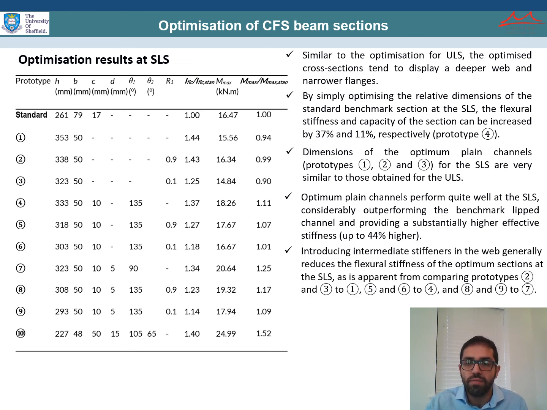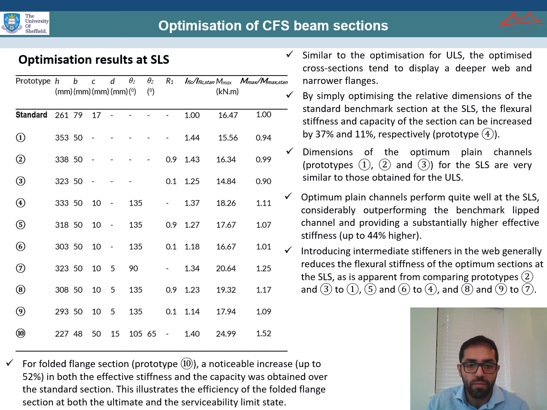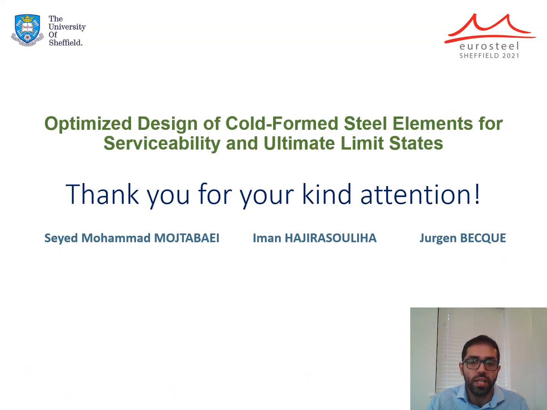Introducing intermediate stiffeners in the web generally reduces the flexural stiffness of the optimum sections at the serviceability limit state, as is apparent from comparing prototypes 2 and 3 to 1, 5, 6, and 4. For the folded flange section, prototype 10, a noticeable increase of up to 54% in both effective stiffness and capacity was obtained over the standard cross section. Thank you very much.